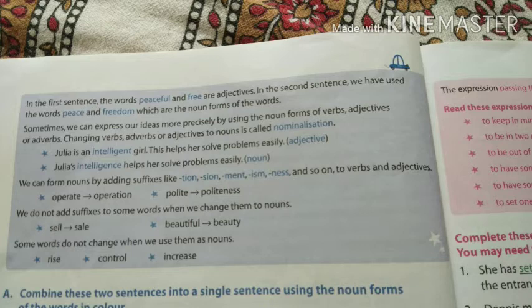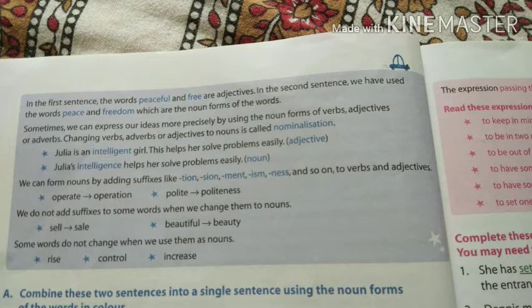Example, Julia is an intelligent girl. This helps her solve problems easily. There you can see that highlighted word intelligent. In that sentence, it is used as an adjective. And see the next sentence. Julia's intelligence helps her solve problems easily. In the second sentence, you can see that highlighted word intelligence is used as noun.